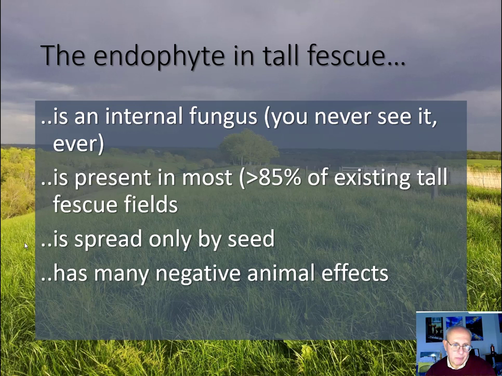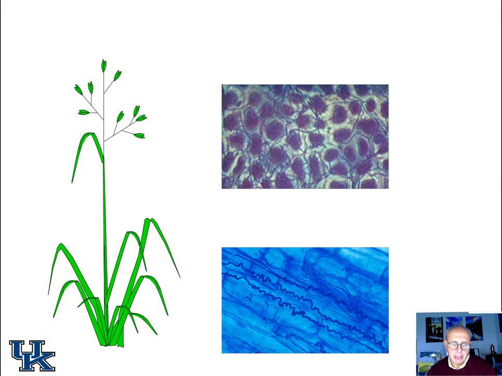It's the most important piece of information on that slide, and obviously the fact that it has negative animal effects, you already know. But if you want to think of the fact that it never grows outside the plant, the only way for it to spread from the field it is in is to take seed from an infected plant and take it to another field.